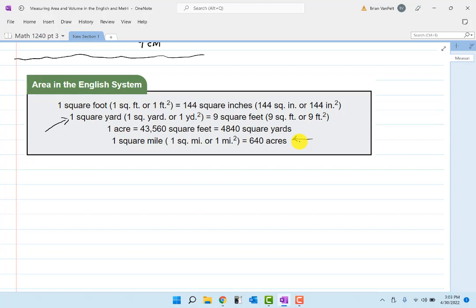So let's go and do an example to show how this works. You have to have these tables in front of you. You're not expected to remember what any of this stuff is. You don't have to memorize any of these things. You'll be allowed to use these tables. So I want to show you how to use the tables, and it works just like we did in the last video. Convert 150 square feet to square yards.